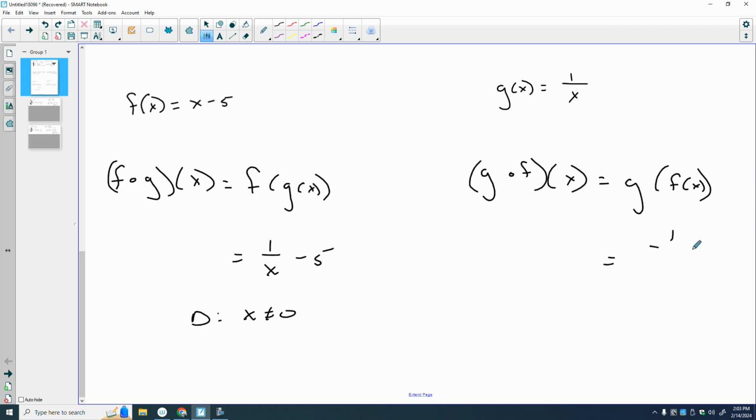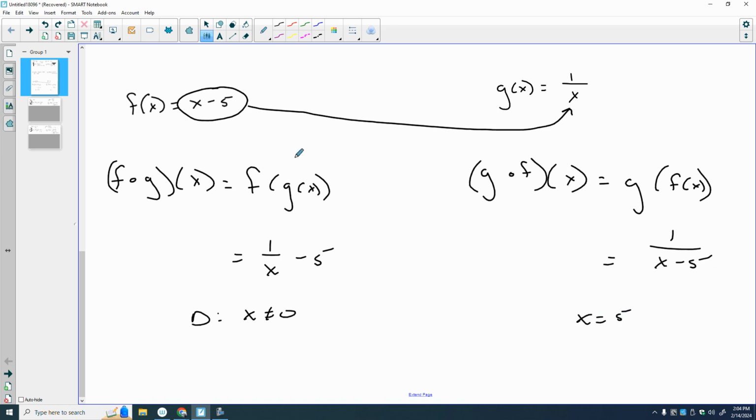All right, so this one here says take f now and substitute it into g. So I have 1 over x minus 5. X minus 5 is f of x. It gets substituted into x in my g function. So I have 1 over x minus 5. Looking at this function here, it's clear that x cannot be 5.